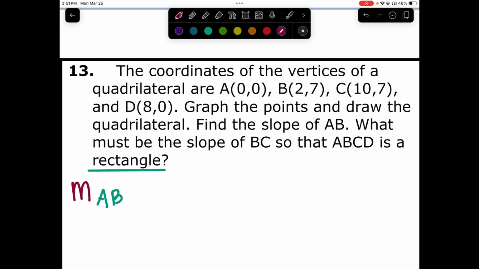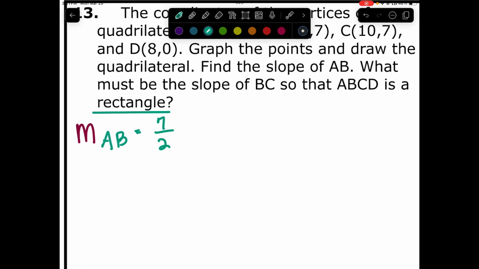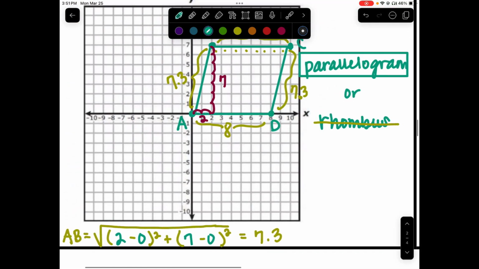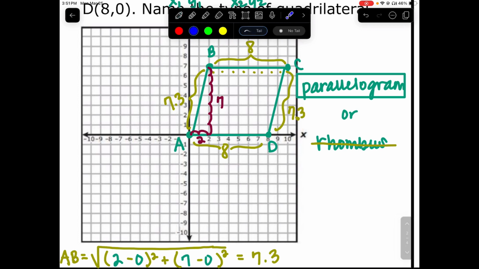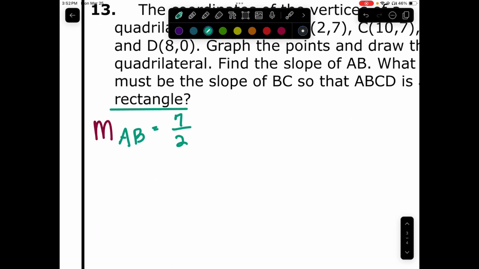So the slope for AB is 7 over 2. Now, if this were a rectangle, let's go back and look at it real quick. If this were a rectangle, BC, so this is AB, BC would have to be a perpendicular line. It would have to be a 90-degree angle. It obviously is not. But if it were, what would be that slope? So the slope of BC would have to be perpendicular.